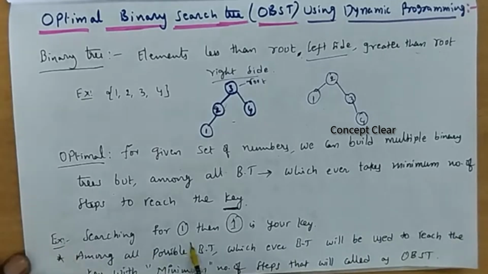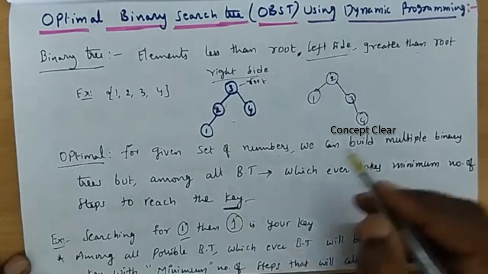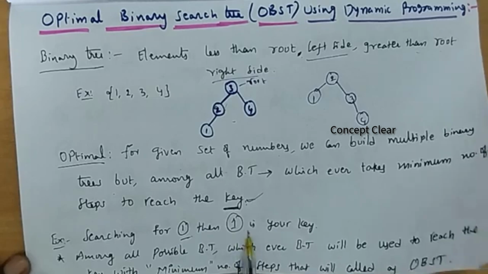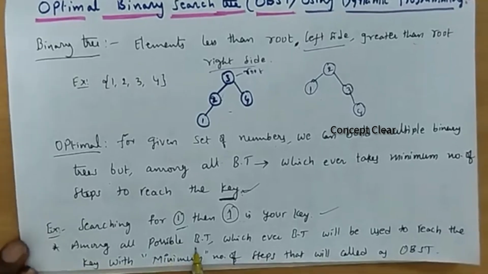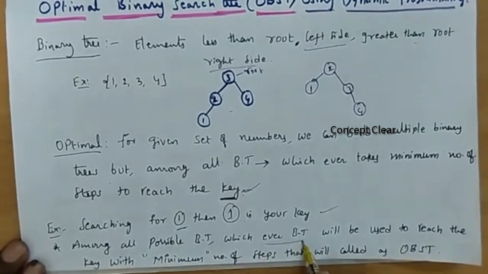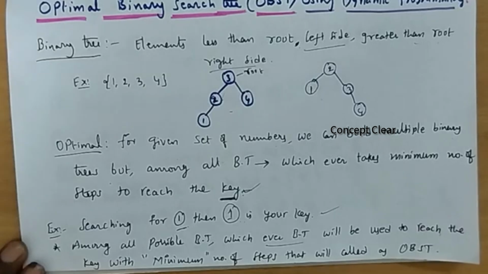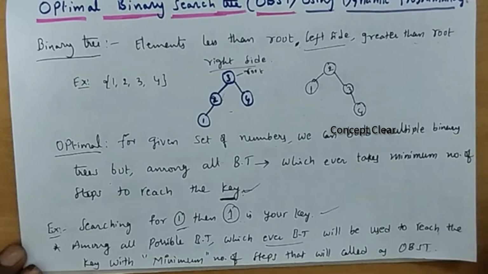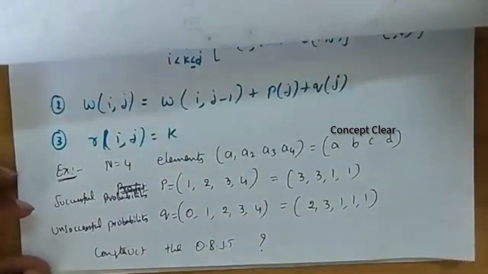For example, here I'm searching for 1, then the key is 1. Okay, the key is nothing but what? The searching element is called the key. Okay, for example, you are searching for 1, then 1 is your key element. Among all the possible binary trees, whichever binary tree uses the minimum number of steps to reach the key is called the optimal binary search tree. Okay, clear? This is about the optimal binary search tree definition.